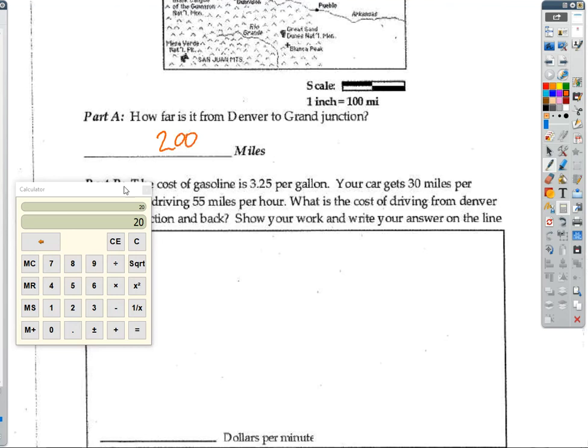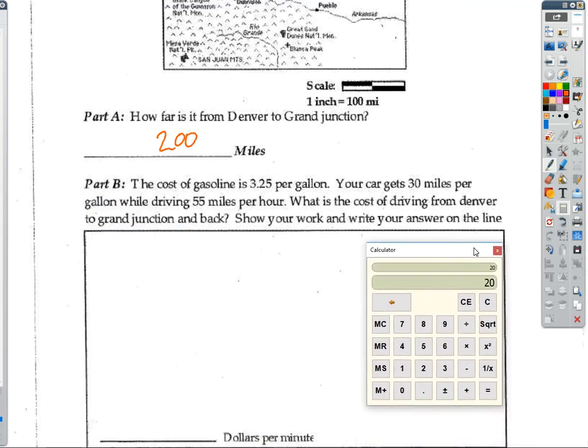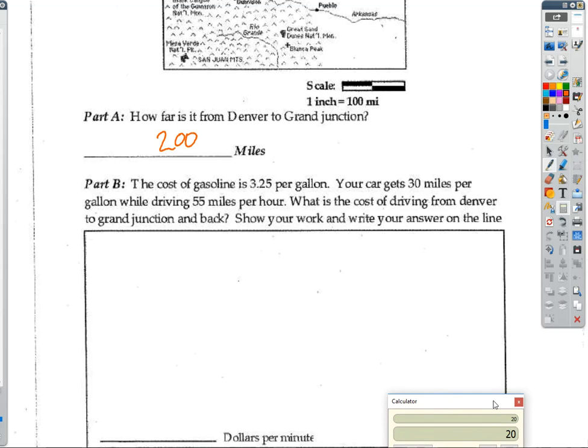And in reality, it's a little bit farther away than that because I-70 is not exactly straight, it curves and whatnot. So this is the big question. The cost of gasoline is $3.25. Now a couple years ago, like 5 years ago, that was the cost of gas. It's come down since then. Your car gets 30 miles per gallon while driving 55 miles per hour. What is the cost of driving from Denver to Grand Junction and back?